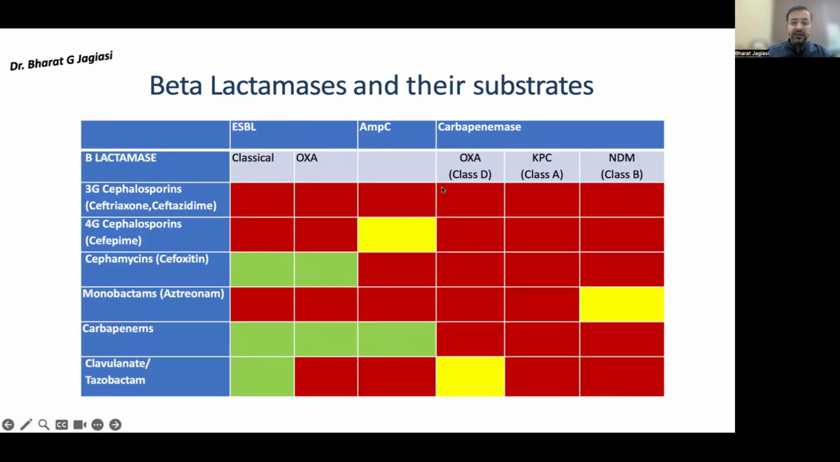So if you look at this, when it comes to the ESBL and OXA, they are sensitive to the cefamycin, that is cefoxitin, and when it comes to the AmpC, they are not really sensitive, or maybe partially sensitive to 4th generation cephalosporin, and this is the differentiation between the ESBL and AmpC.